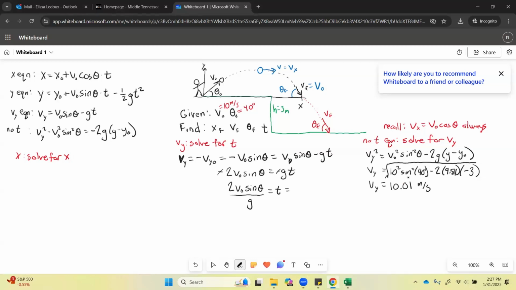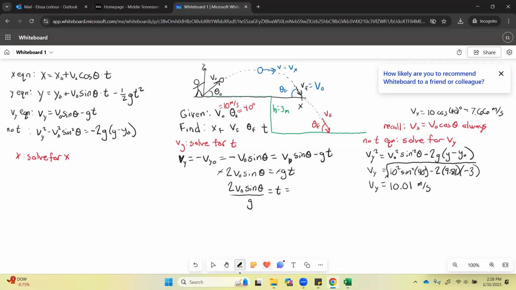And this is meters per second. So we got the 10.01 and the y. Now we actually have to find the Vx. So we're going to say Vx equals 10 cosine 40 degrees. We get 7.66. Okay, so 7.66 meters per second for Vx.